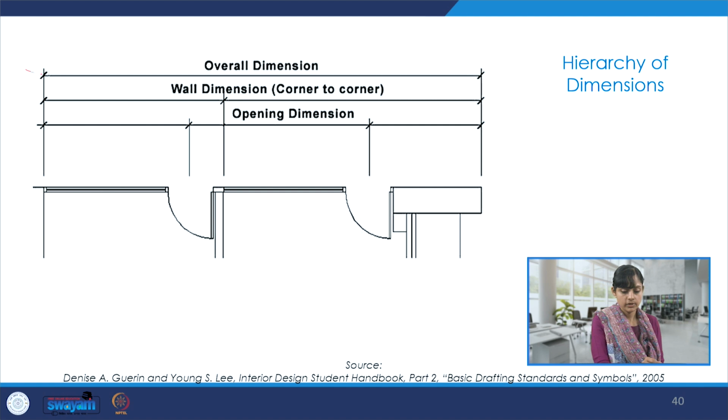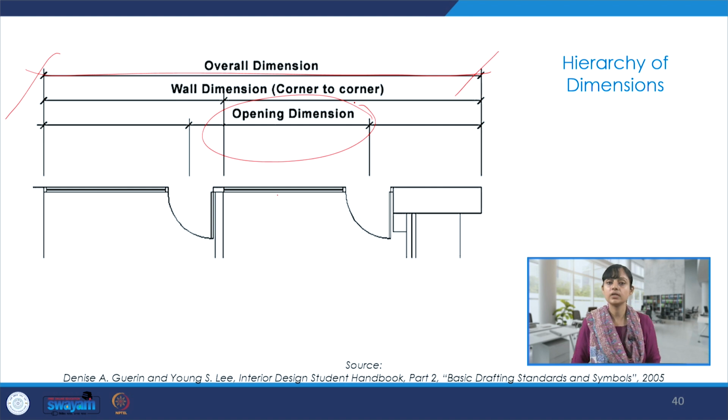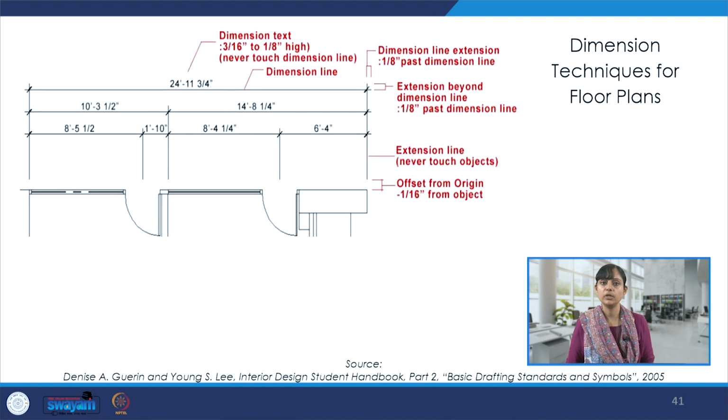So if we see over here, there is an overall dimensioning, we have the dimensioning of the opening, and then the wall dimensioning. So we can produce this hierarchy of information. Over here, if we see, there is this dimension again in feet inches. And we also see these tick marks over here. They clearly delineate or demarcate, from where to where this dimensioning is done.